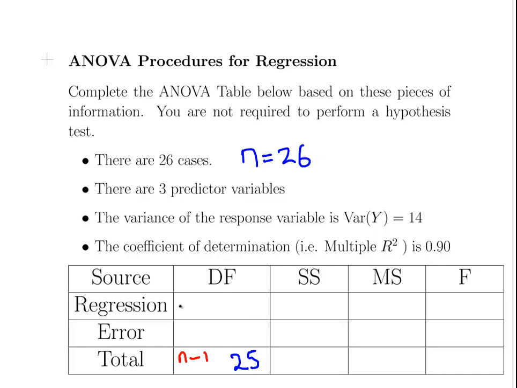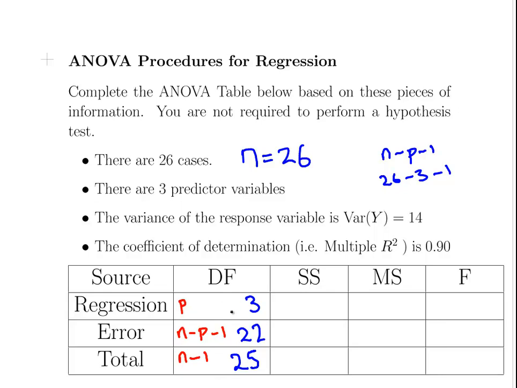The other degrees of freedom are p, the number of predictor variables, and n minus p minus 1. The number of predictor variables there is 3. You could tell pretty quickly that they have to add up to 25, so 3 and 22. But n is 26, n minus p minus 1 is 26 minus 3 minus 1, that is 22. So it checks out. That's a good start.